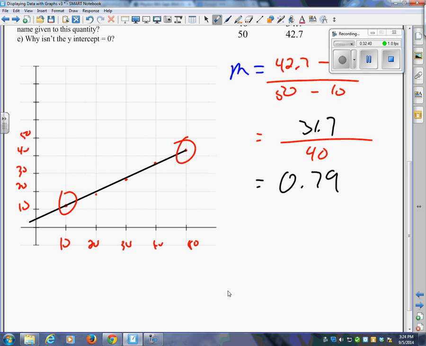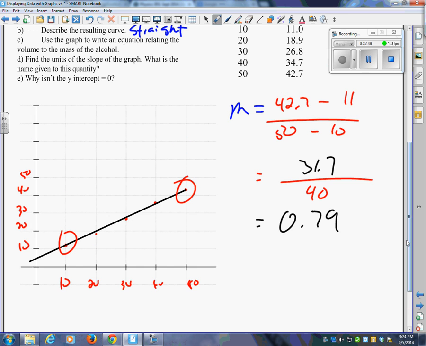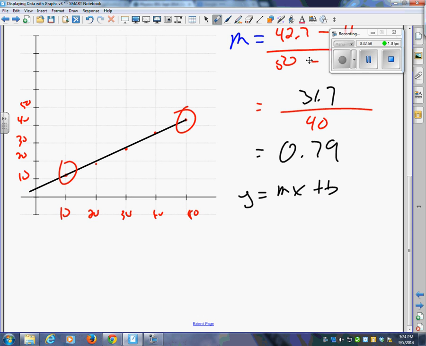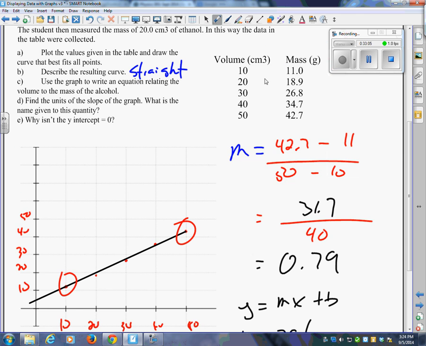0.79. How do you get the y-intercept now? I don't know if you guys know this in math class or not. We're going to try. y equals mx plus b. I can plug in any y value I want. I'm going to plug in y is equal to 11. My m value is 0.79. What's the x value that goes with 11?